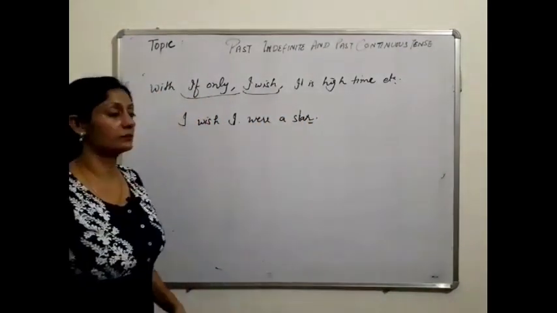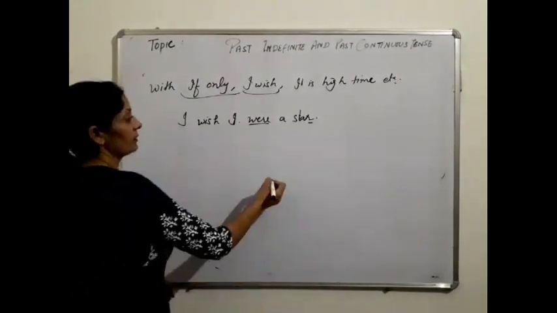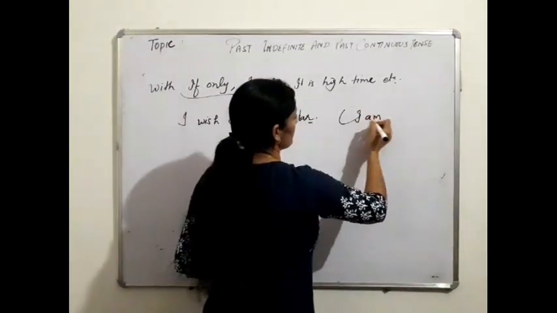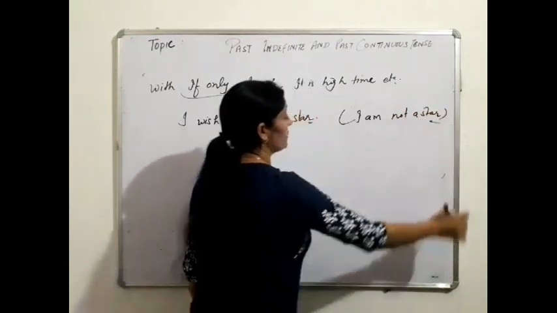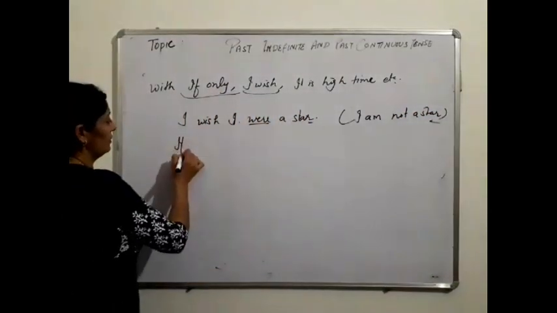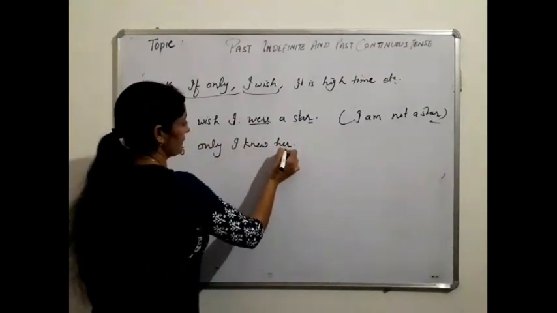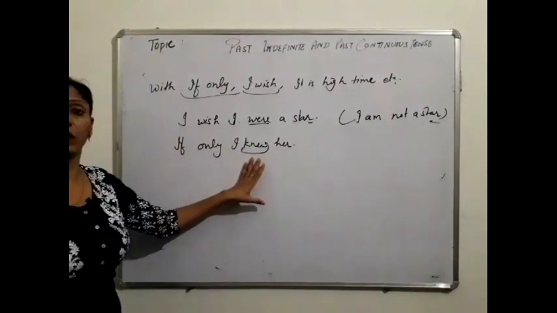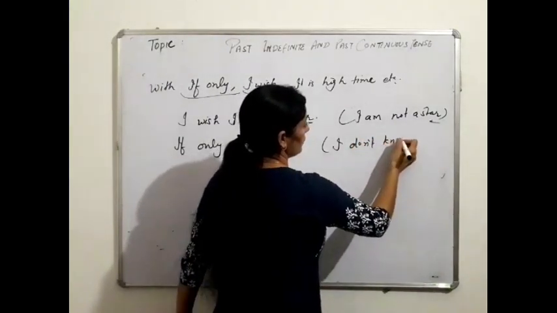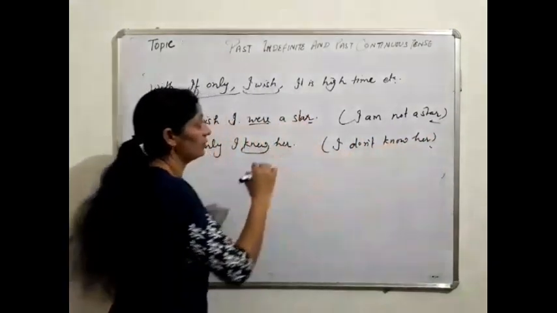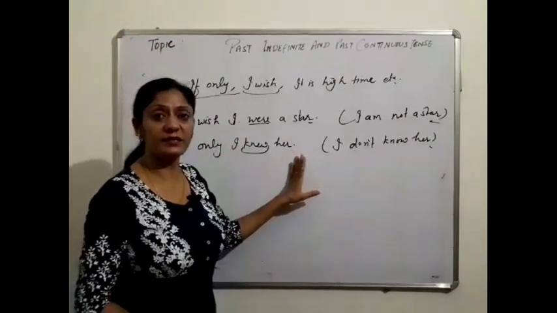I were a star. I wish I were a star. It presents our present condition. It means I am not a star. If only I knew her. Second verb is used. If only I knew her. It means I don't know her. Remember this, the sentence is in past but it presents our present condition.